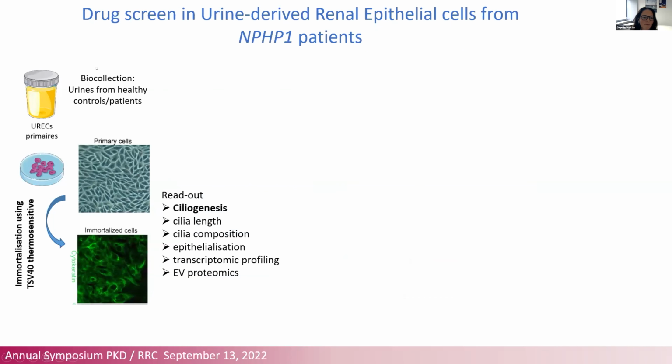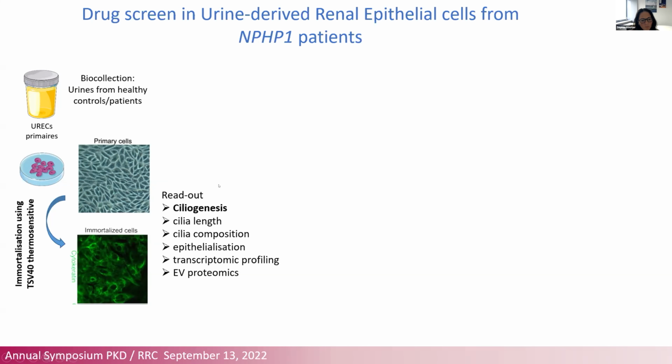We have a big collection at Necker from the urine of healthy controls, patients with NPHP and PHP1, and also CKD patients that are non-ciliopathy. We collect primary cells and we immortalize those cells using Grand-T SV40 thermosensitive vectors in order to be able to screen and manipulate these cells from patients easily.